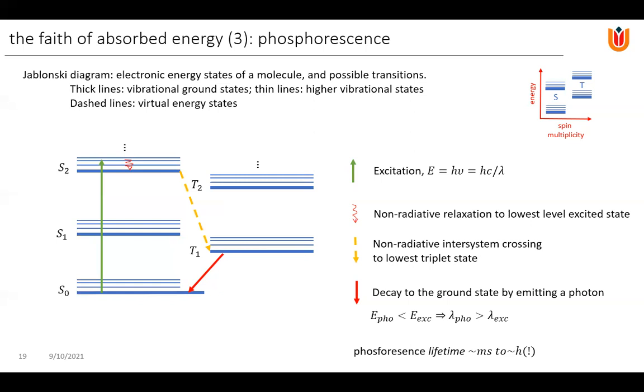Again, more energy for excitation, less energy for emission. It also takes longer because these triplet states tend to be more stable. So the phosphorescence lifetime, the whole time the process takes place, can be as much as milliseconds to hours.